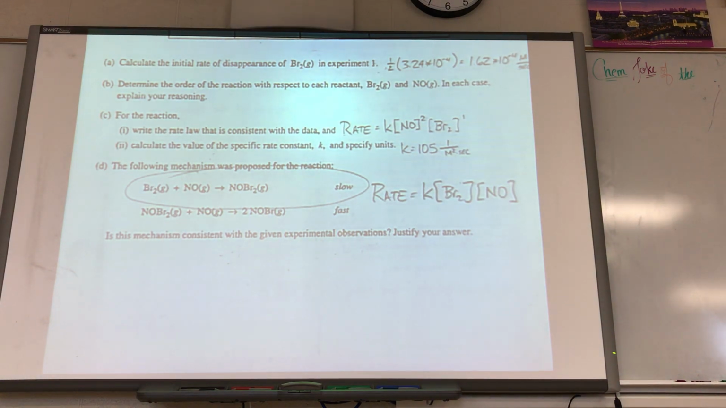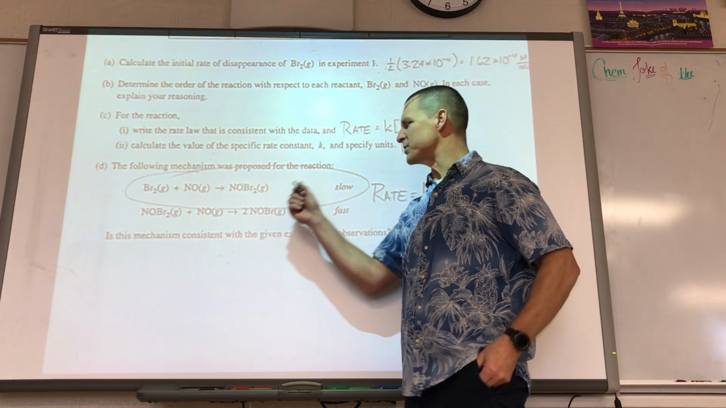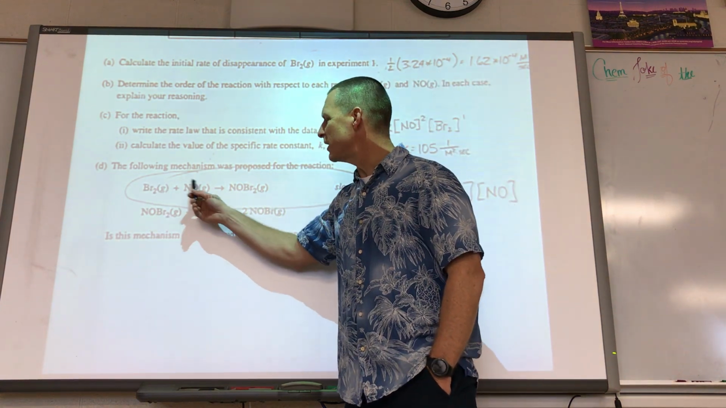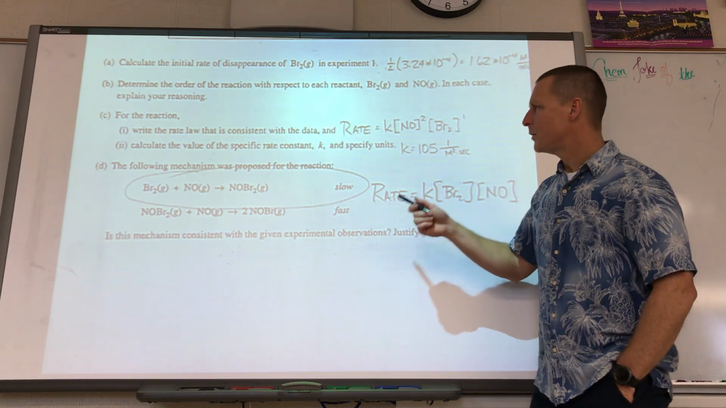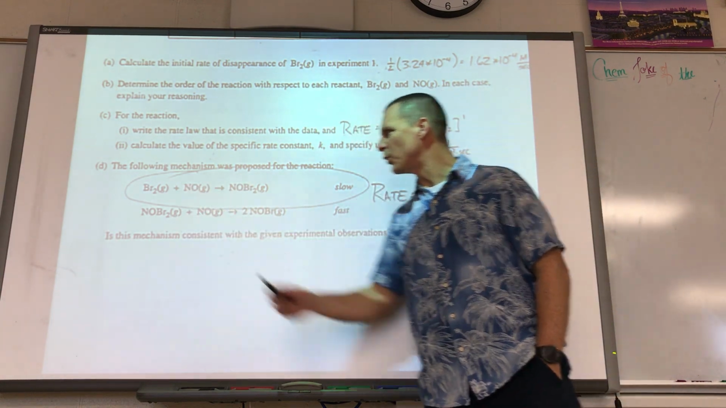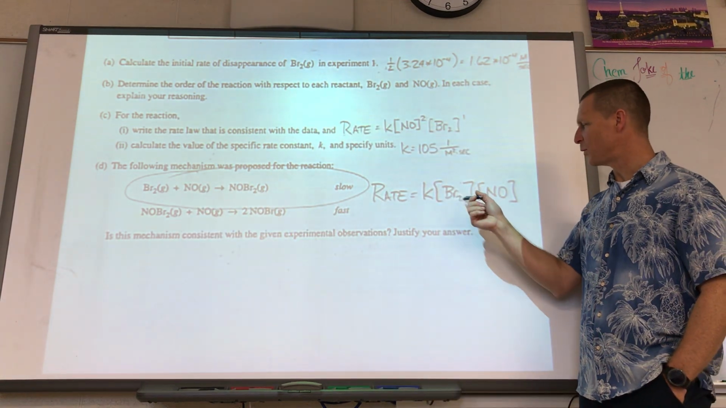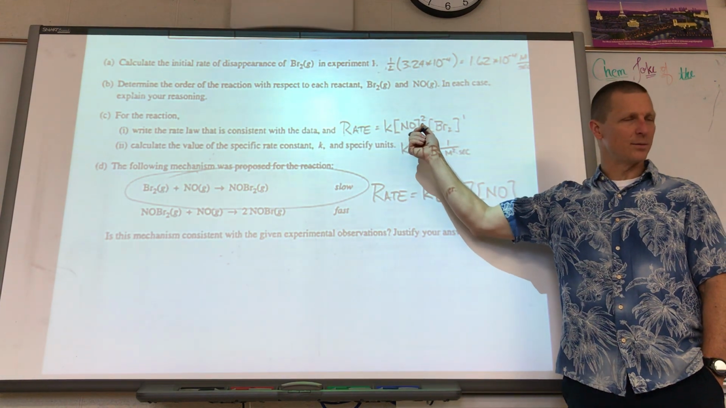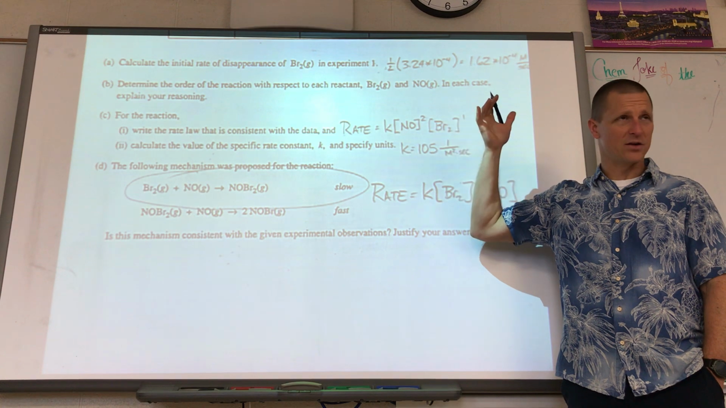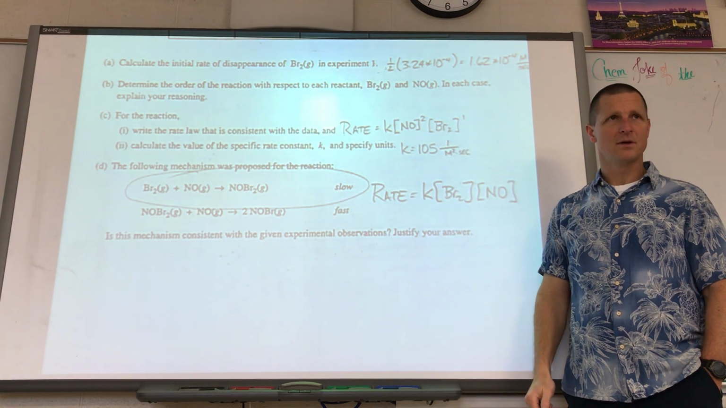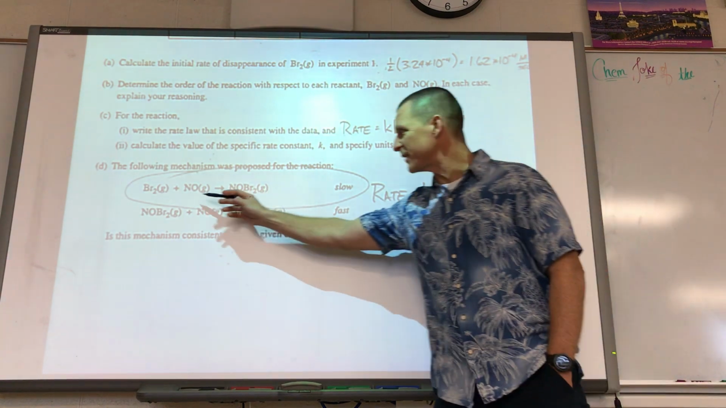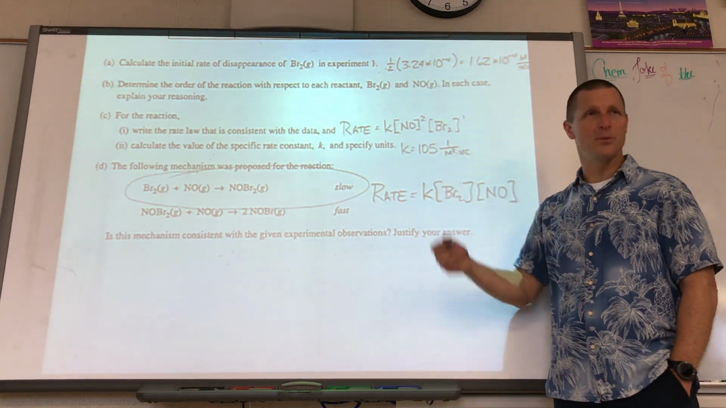We can always write the rate law given a mechanism. Just find the slow step. It'll always tell you which steps are fast and slow. And then just write how many molecules of each one of the reactants are reacting. In this case, there's just 1 BR2 and 1 NO. That is not consistent with the experimentally determined rate law. So that's not a good mechanism. If there was a 2 coefficient from the NO, then yes, that would change the story. That would be a good mechanism.